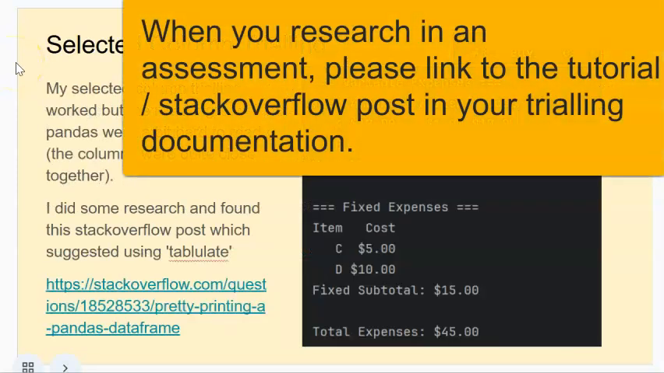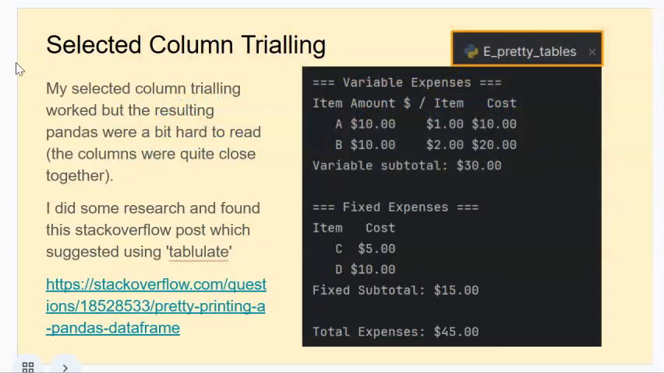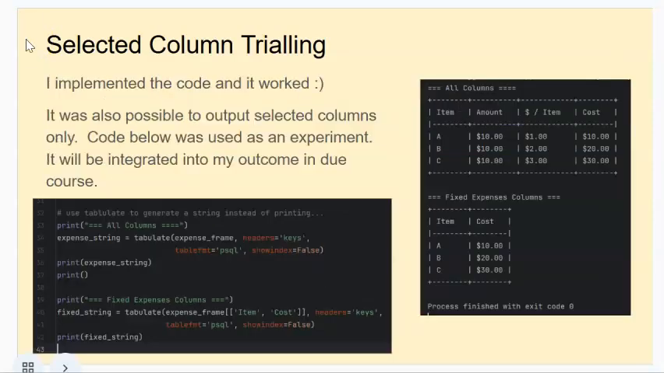My trialing to display selected columns only worked successfully, but the resulting pandas are quite difficult to read. The trialing that I did allowed me to change my tables so that they're easy to read, and of course, I've shown this with a trialing slide.